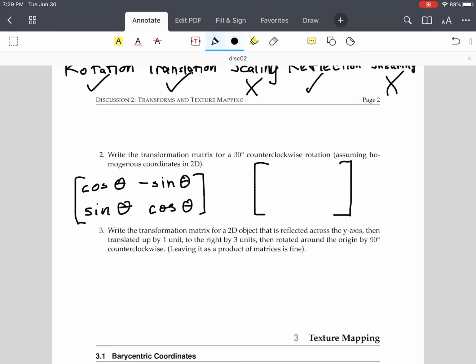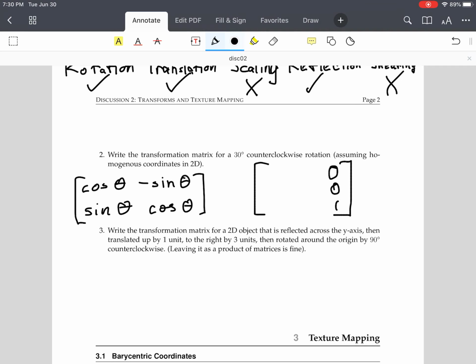There's no translation, which means that the rightmost column, we can go ahead and put 0, 0, 1, right? Because this column is used for translation with the homogeneous transformation. Now another thing we can do is remember that we're talking in 2D. So this third row has either a 0 or a 1 telling us whether it's a point or a vector.